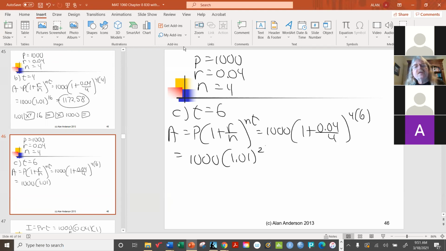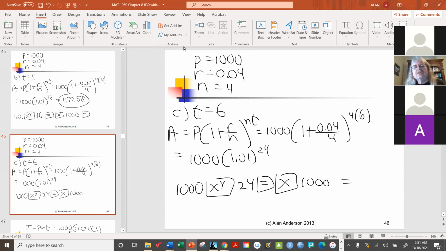This time the exponent is 24, and again, on your calculator, you could do it as 1,000 times 1.01 to the y, 24, equals, and that should give you 1269.73 after rounding to dollars and cents.